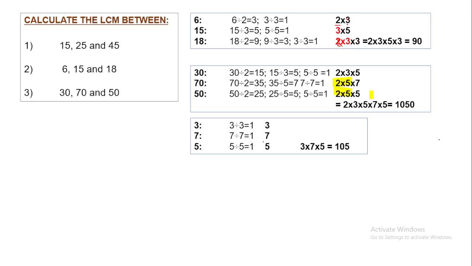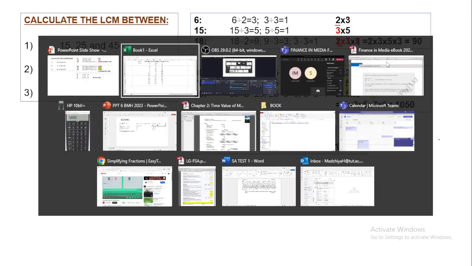So either we cross this one out, or this last one, or this one here. Therefore we're only left with the remaining 3, meaning we'll be left with 2 times 3 times 5 times 3, giving us 90. So the lowest common multiple for 6, 15, 18 is actually 90, which we can come to this side and put.